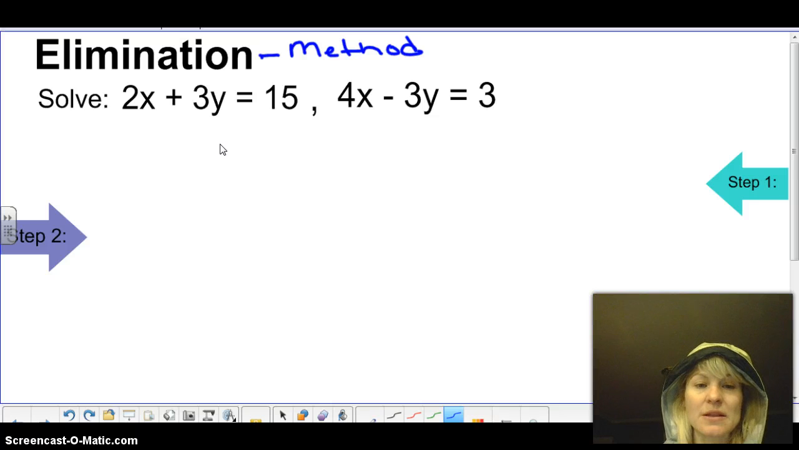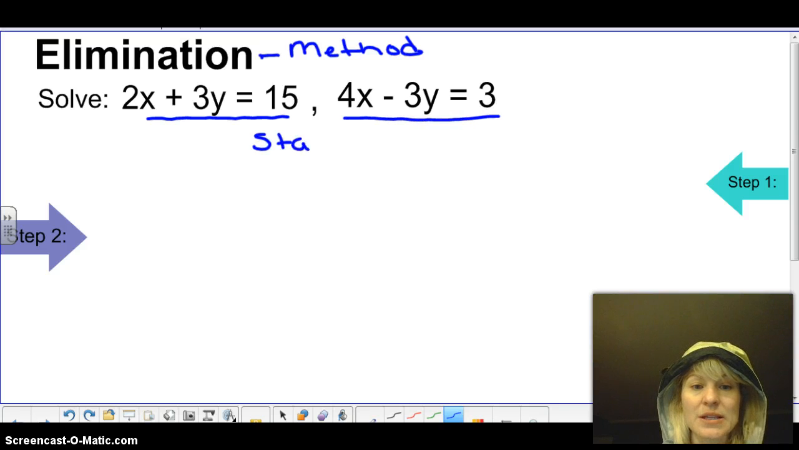So when we eliminate, the first thing we notice is elimination is best used when both equations are in standard form. So anytime you see this standard form, which remember, standard form is when you have the x and y together on the same side of the equals. You have your constant over here.